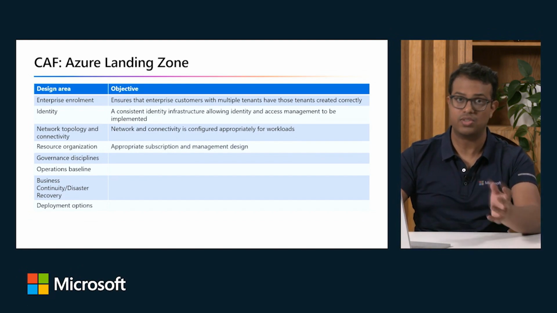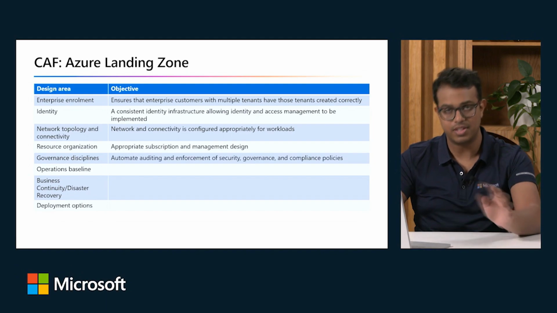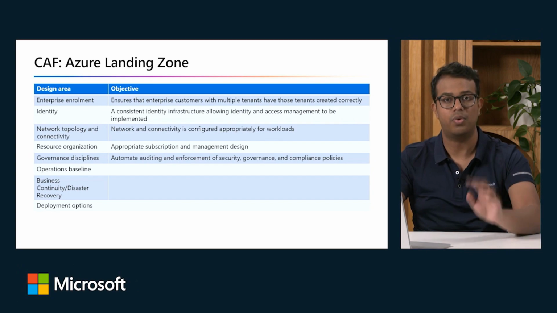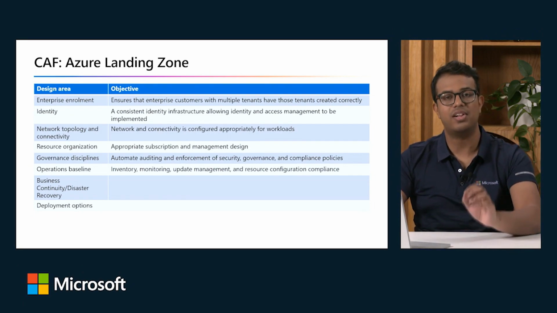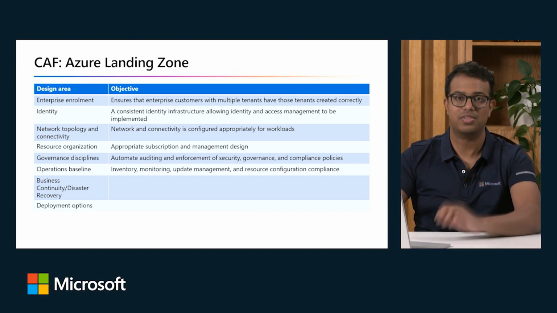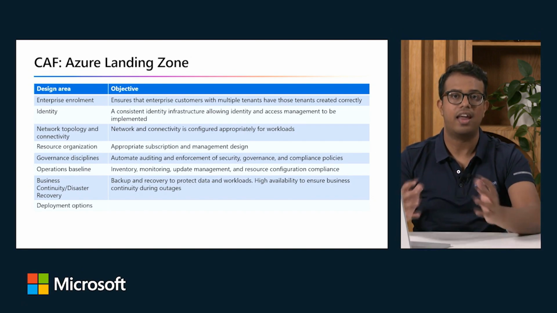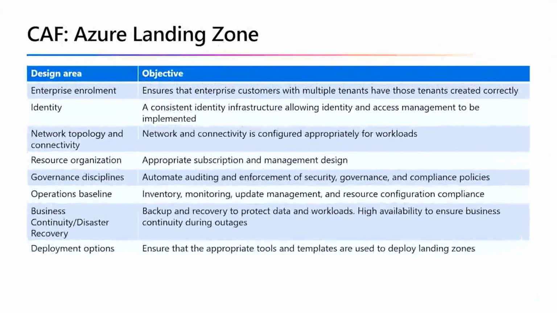Resource organization is also important, making sure that you have the appropriate subscriptions and management design. Additionally, make sure that you've implemented governance disciplines, including automating, auditing, and enforcing security, governance, and compliance policies. Have a solid operations baseline, including inventory, monitoring, update management, and resource configuration. Set up disaster recovery with backup recovery and high availability as priorities. And lastly, deployment options is the last design area to confirm, where you should have the appropriate tools and templates to deploy your landing zones.